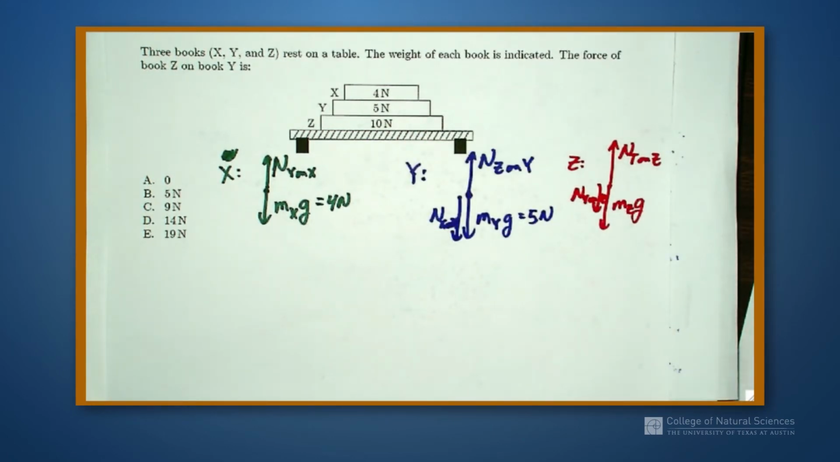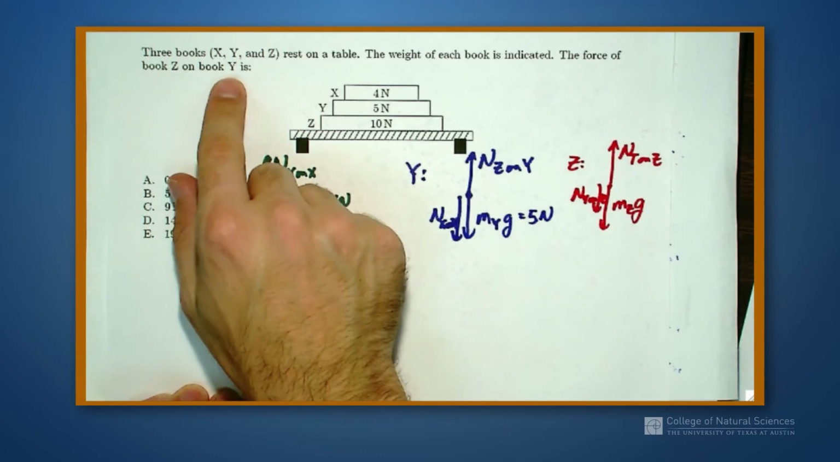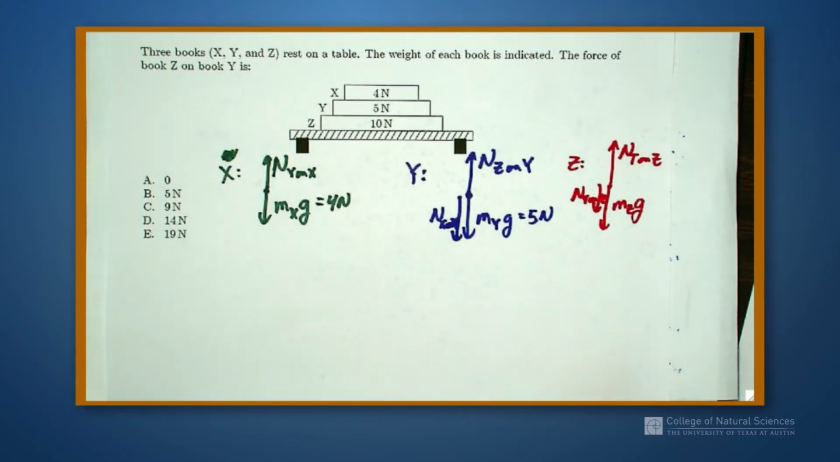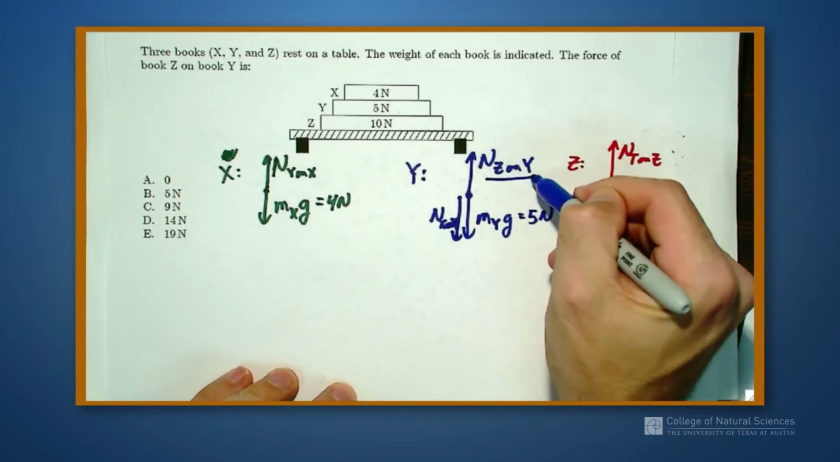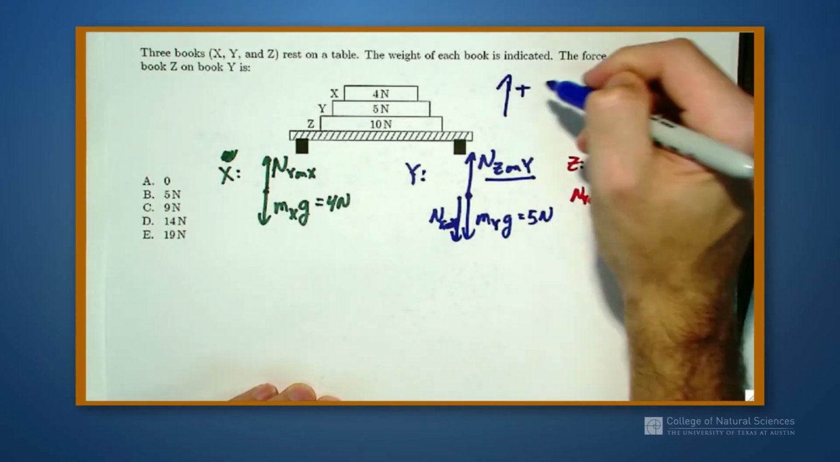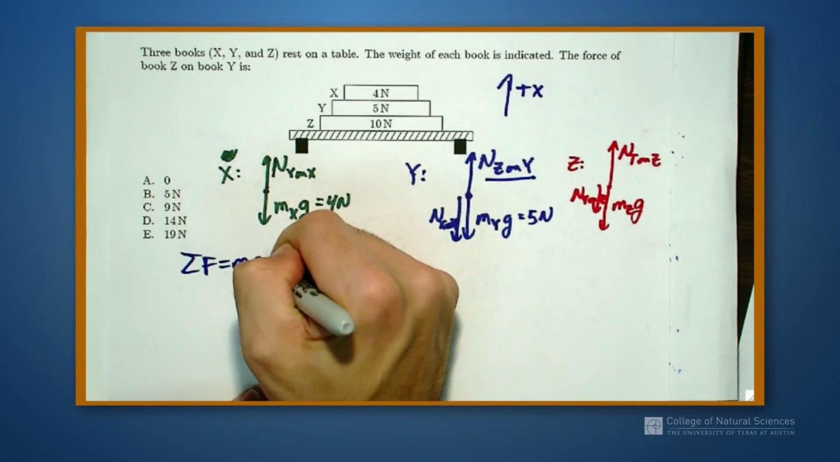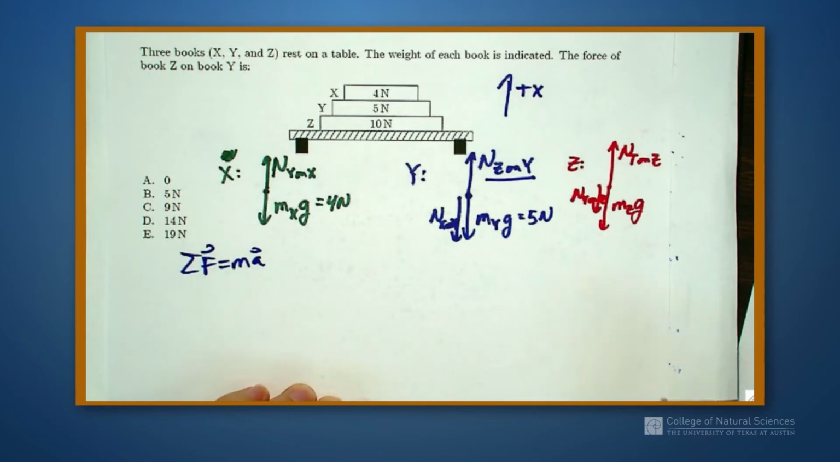So we go back, and now that we have our free body diagrams, we look and see, we want the force of book Z on Y. So we want Z on Y. It's this guy right here. All right, so how do we get Z on Y? Well, if I assume up is positive, Newton's second law, F equals ma, our net force gives us an acceleration, and if this whole thing is not moving, our acceleration is 0.